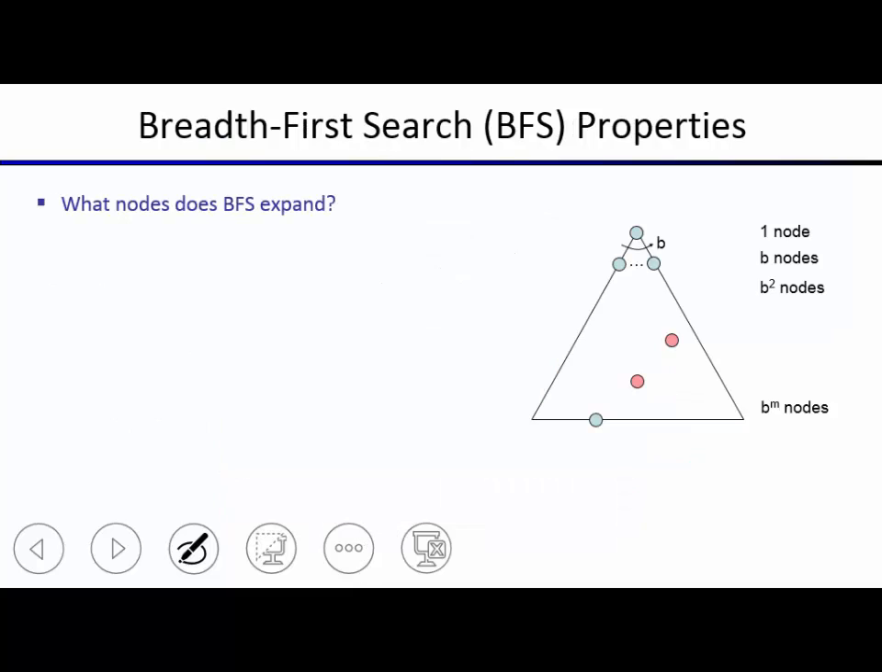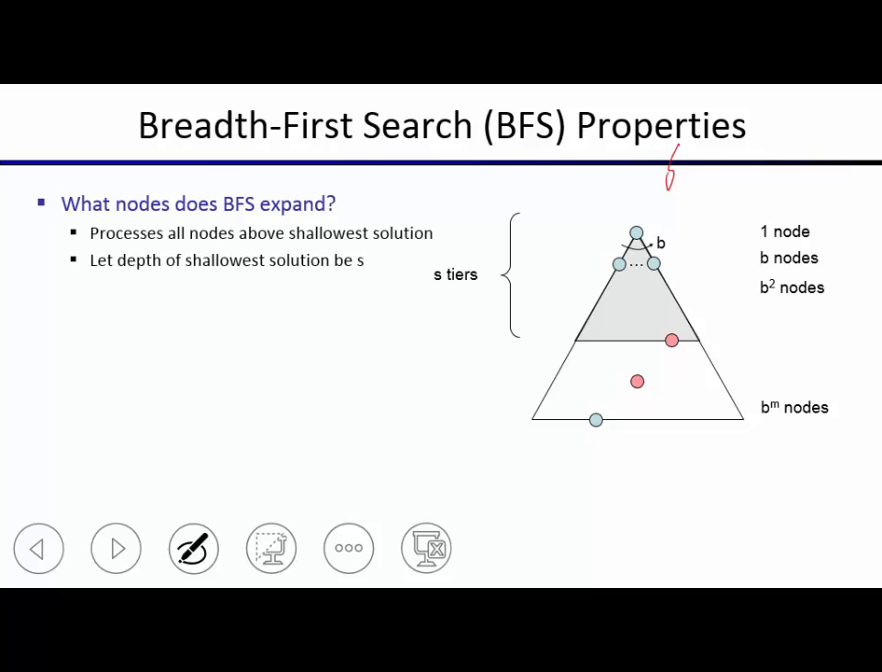Okay, let's look at its properties. So what nodes does it expand? If the search tree pictorially looks like this, where the red dots are goal states. It'll explore everything till that tier where the first goal state is, the most shallow goal state. So it'll keep going down in tiers until it's there. And the grayed out part is what it explores.